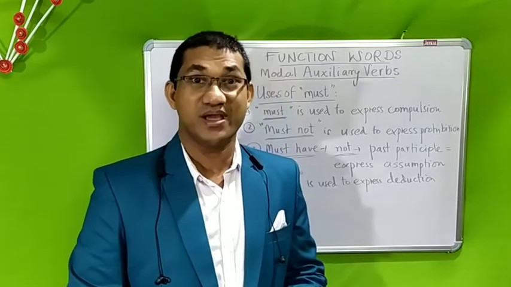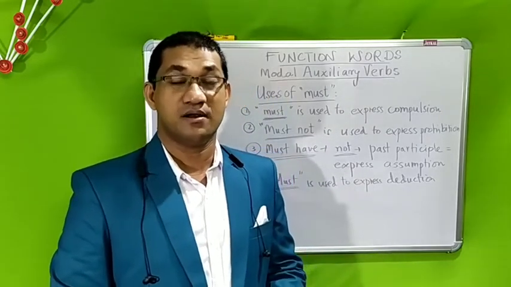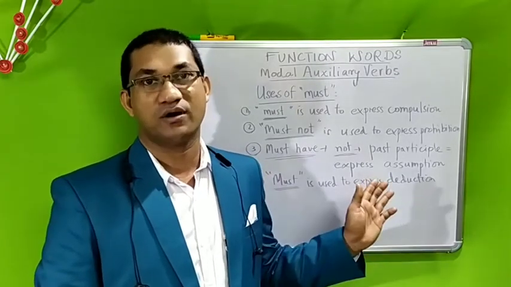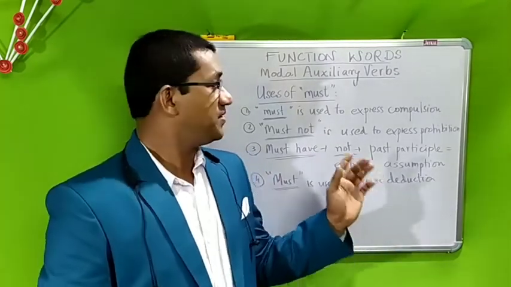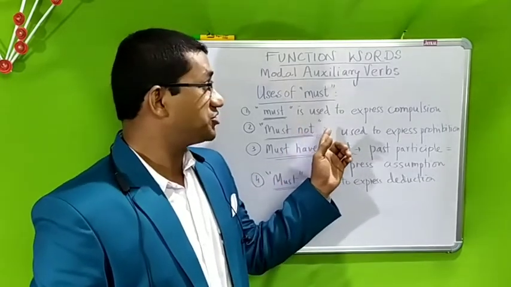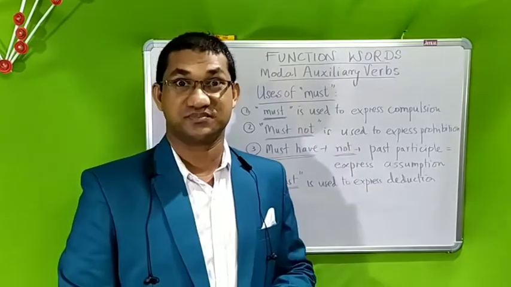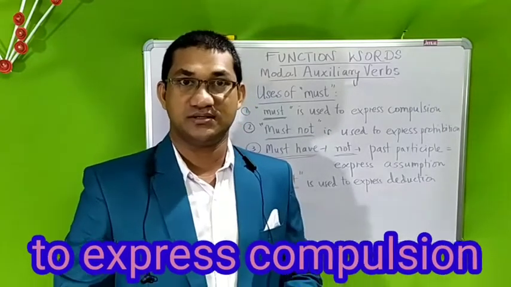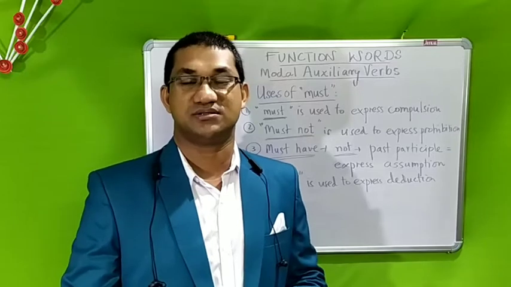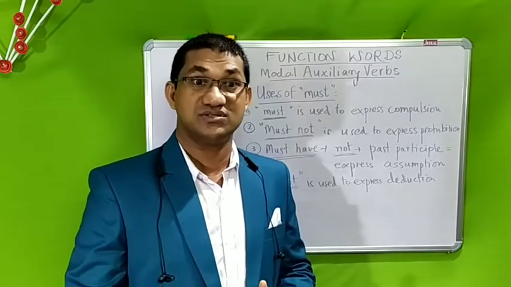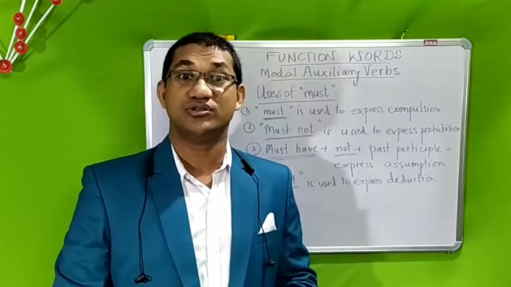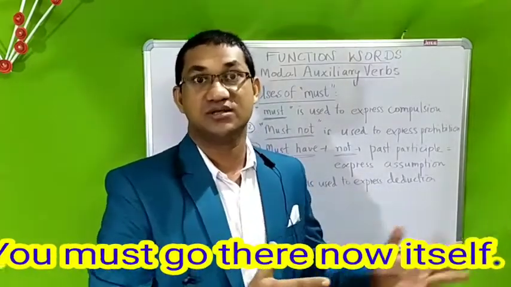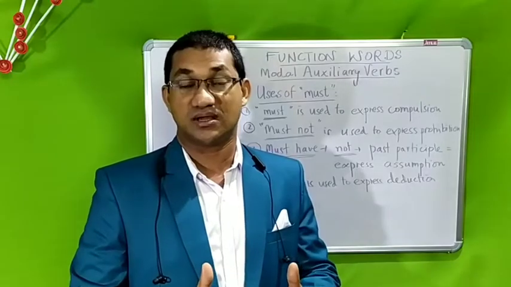We have, of course, four main uses. Must is used for four main purposes, and I have written all the four uses of must. Number one, must is used to express compulsion. Someone is forcing. It is compulsory that we do something, right? And we say, you must go there now itself. It's compulsion. It's necessary.